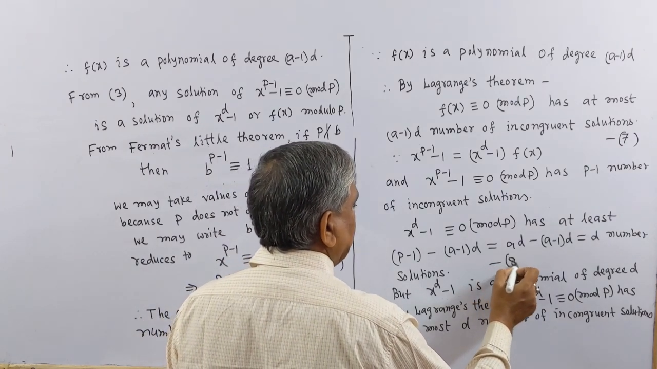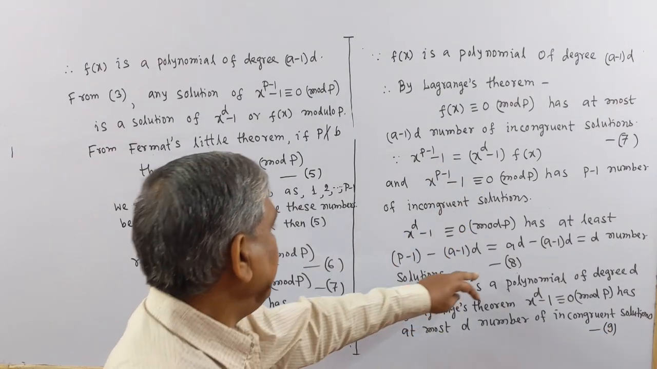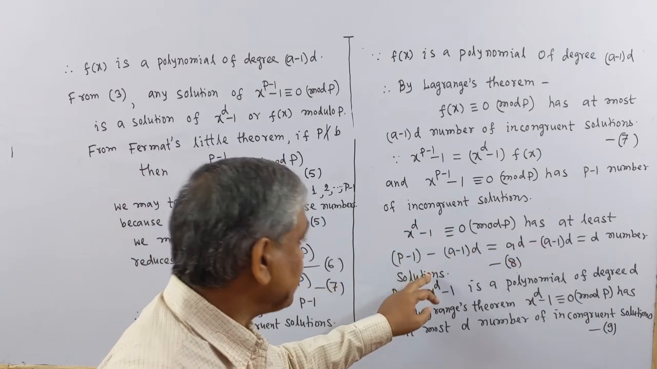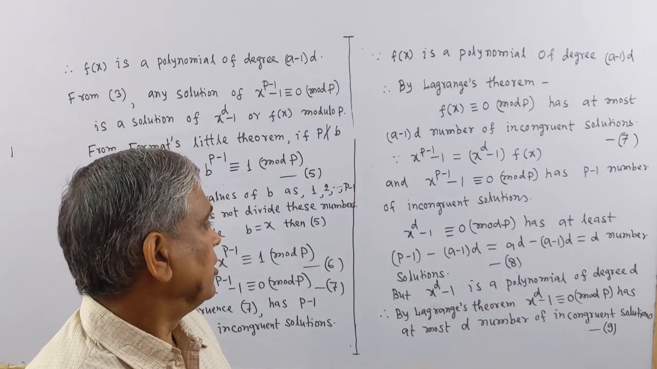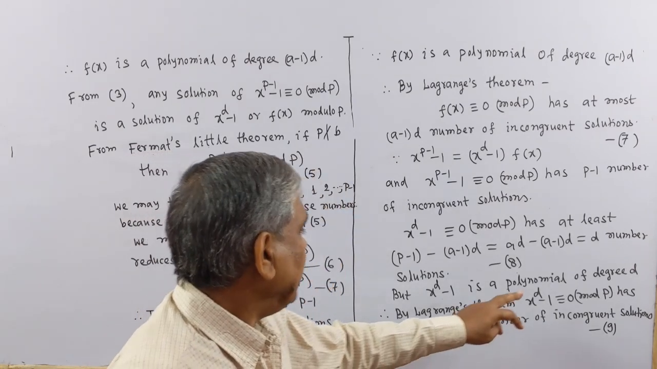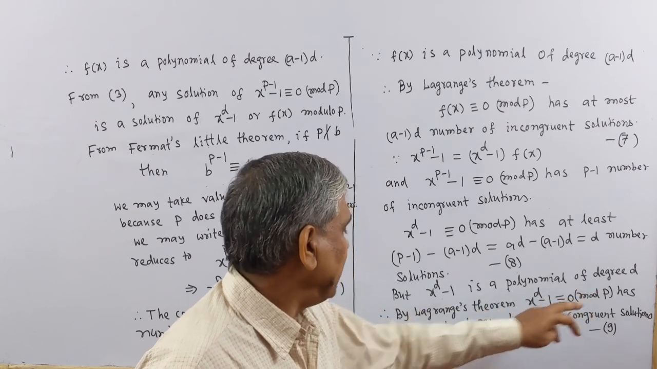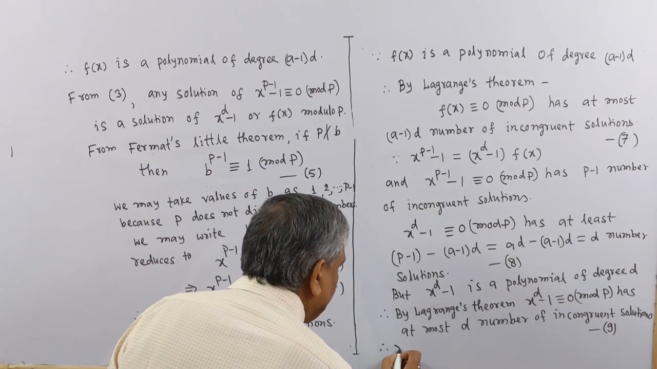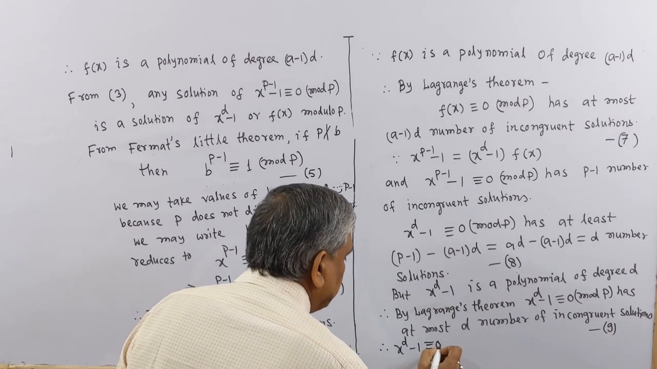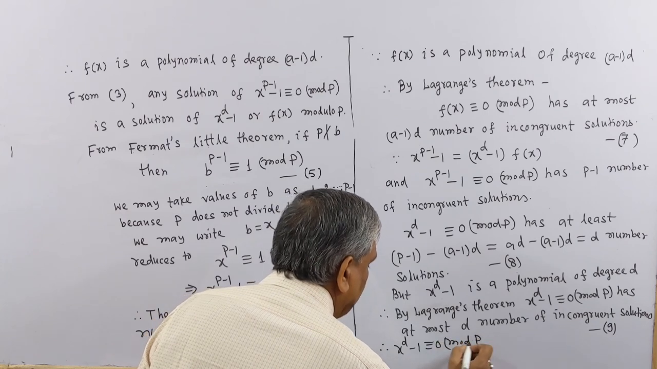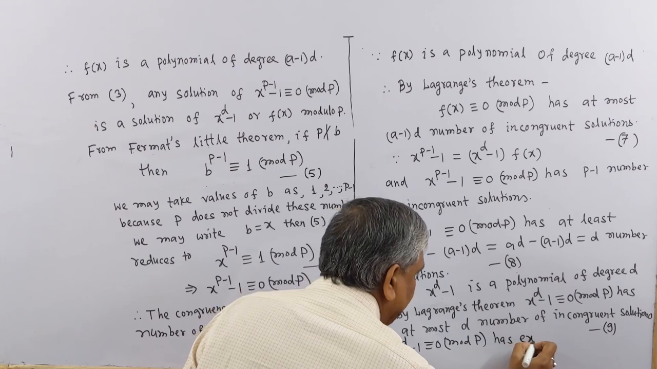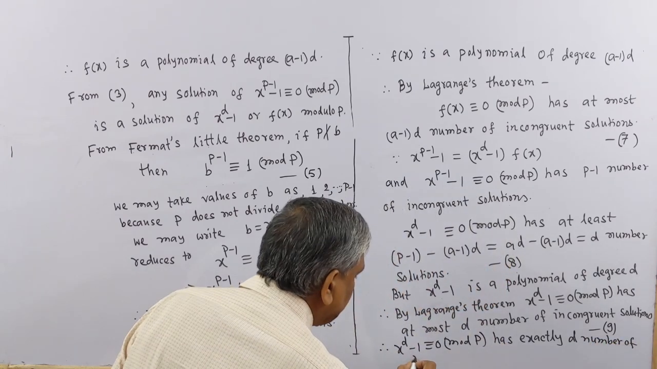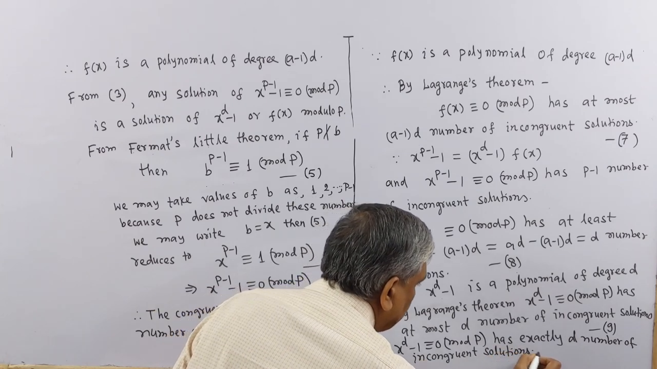Let this be number 8, and this be number 9. Here in 8, we see that x to the power D minus 1 congruent to 0 modulo P has at least D number of solutions. And in 9, x to the power D minus 1 congruent to 0 modulo P has at most D number of solutions. That means x to the power D minus 1 congruent to 0 modulo P has exactly D number of incongruent solutions. Proved.